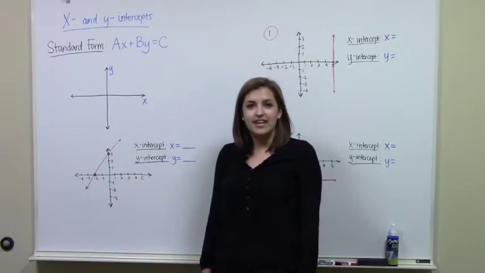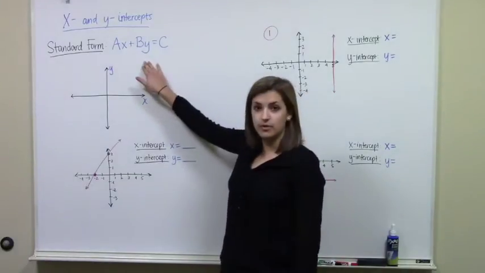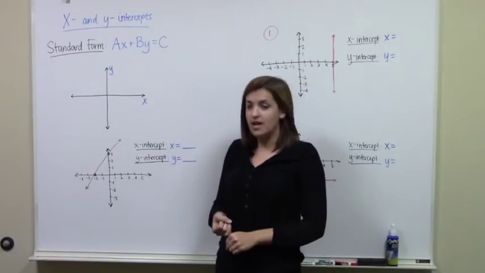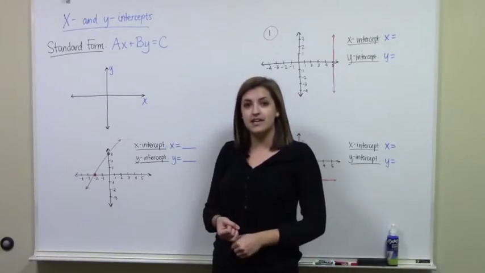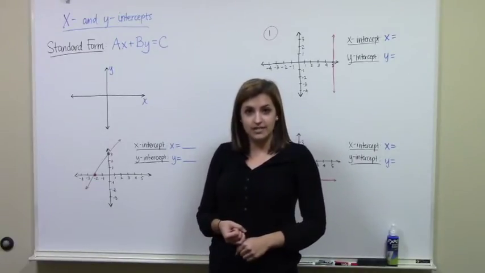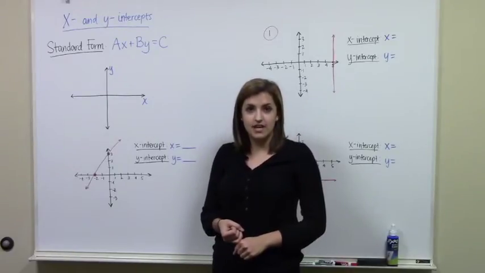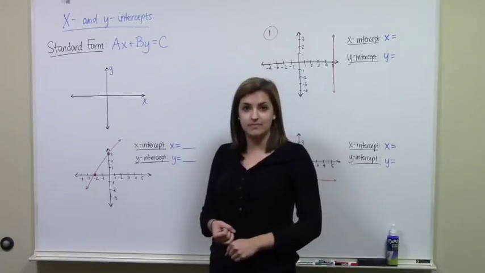Hi everyone! In the last video, we saw what a line looks like, and we learned about standard form, where ax plus by equals c, and a, b, and c are all integers, and a is non-negative. Today we're going to continue talking about lines, but we're going to look at two special places on the graphs of lines. These places are called x and y intercepts.